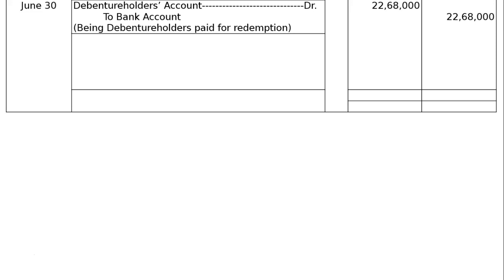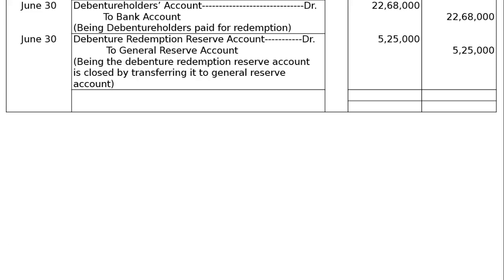And the last one is, we paid the debenture holders, and on this date we have redeemed all the debentures. Hence our debenture redemption reserve account debited to general reserve account, being the debenture redemption reserve account is closed by transferring it to general reserve account. You see, it is the total amount 21 lakh multiplied by 25%, that is rupees 5,25,000. We have to total the journal, that is coming to be rupees 1,07,52,000, both debit column as well as credit column, and this is the final answer.